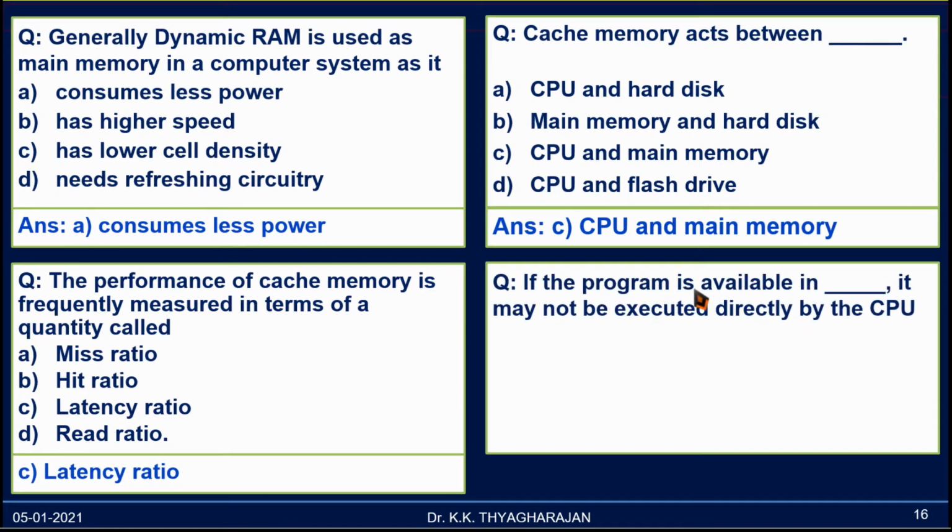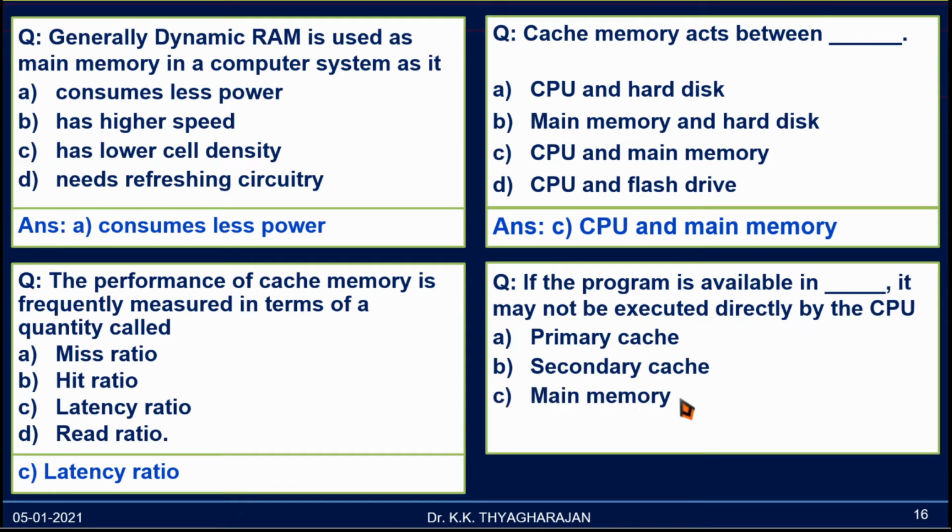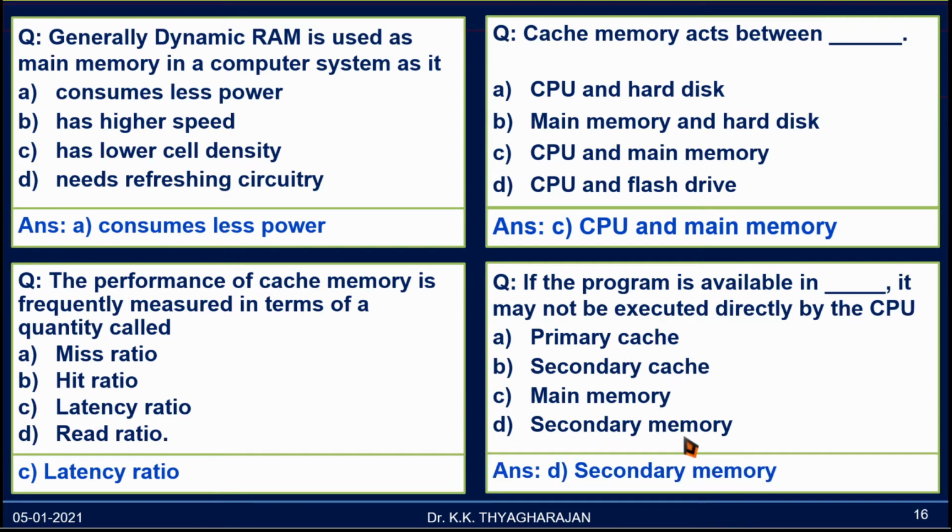The next one is, if the program is available in dash, it may not be executed directly by the CPU. If any program is to be executed, then it should be available in the main memory or cache. Primary cache, secondary cache, main memory, secondary memory. If it is available in secondary memory, then it may not be executed. It should be brought to main memory first, then to secondary cache, and from that to primary cache. But in some computer systems, even without cache, the program will be executed if only main memory is there. If the program is in the secondary memory, it may not be directly executed. So D is the correct answer.